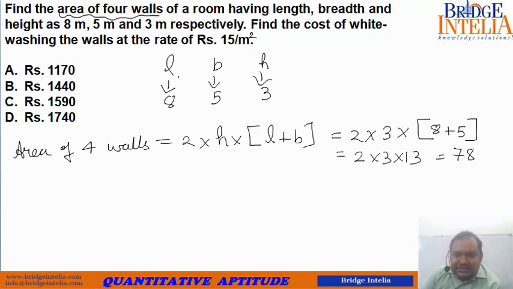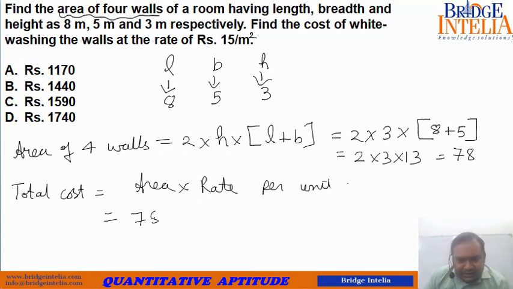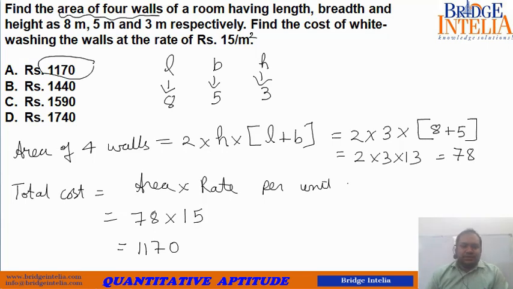Now if 78 is the area of the 4 walls, then what is the total cost? Total cost is equal to area into rate per unit. Area is 78. What is rate per unit? Rate is 15. So 78 into 15 comes out to be 1170. So rupees 1170. So this is the answer. Now let's move to the next one.